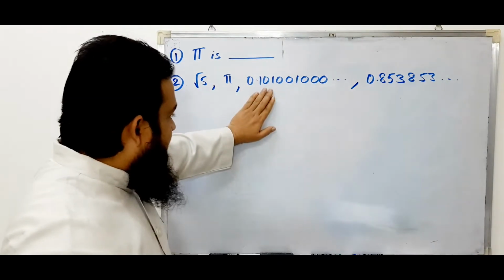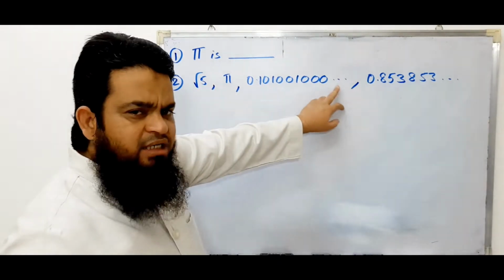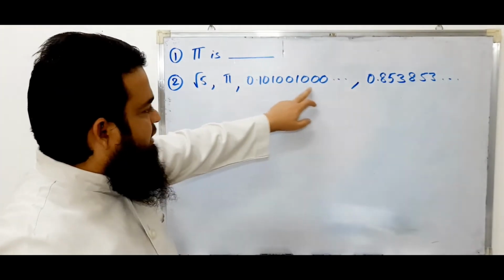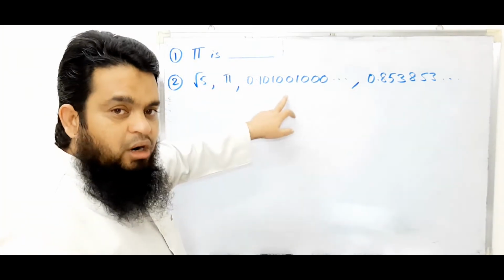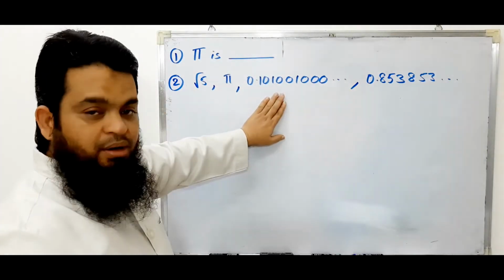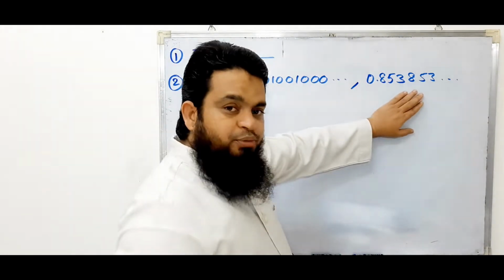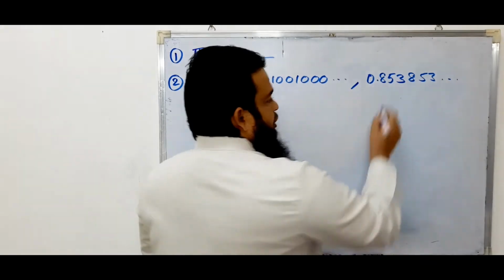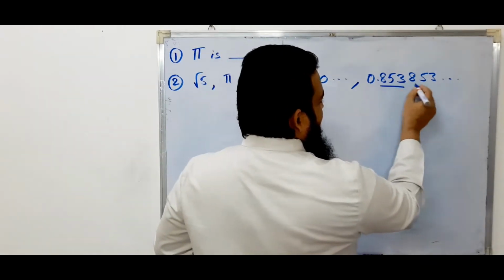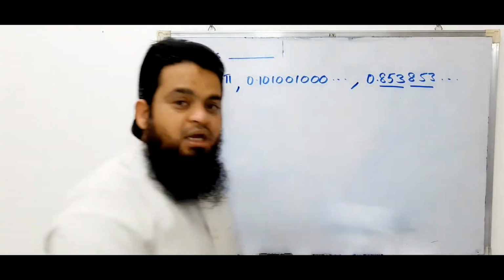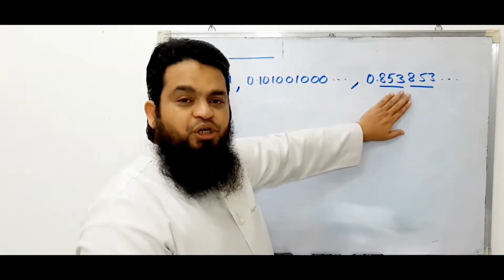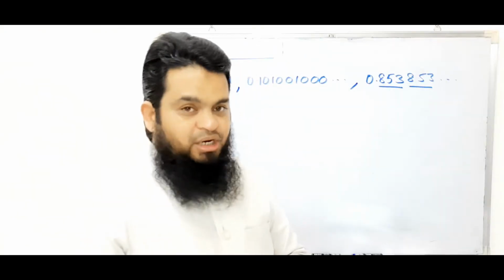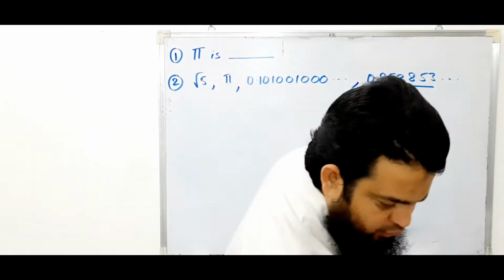Coming to this, it is a non-terminating decimal, but see the pattern. Is it repeating? No, it is non-repeating. So therefore it is an irrational number. Now come to the last option. It is non-terminating. Let us see whether it is repeating or not. Yes, it is repeating here, 853, 853, and so on. So therefore the fourth option is the rational number. Now let's go for the next one.